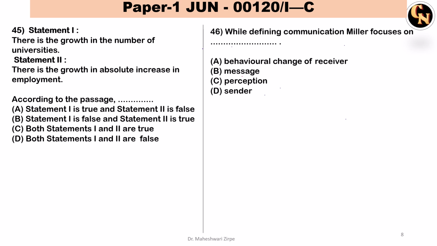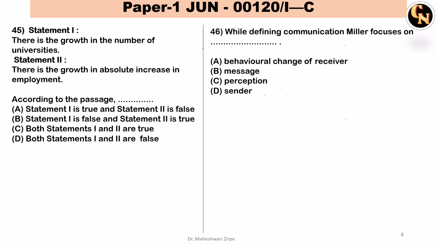Now next one is the last question based on the paragraph, that is the 45th question. Statement 1 says that there is a growth in number of universities, and statement 2 says there is a growth in absolute increase in employment. So is this related with each other? According to the passage, what is the correct option? The correct option is that statement 1 is true, but statement 2 is false.